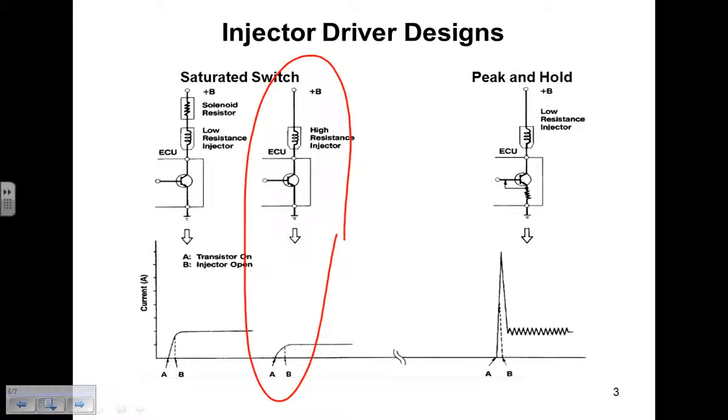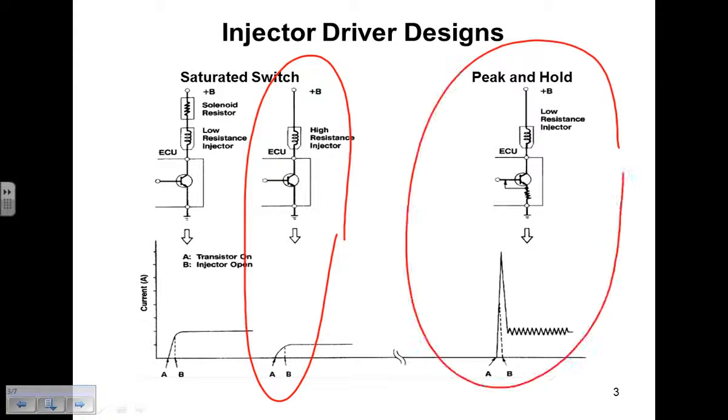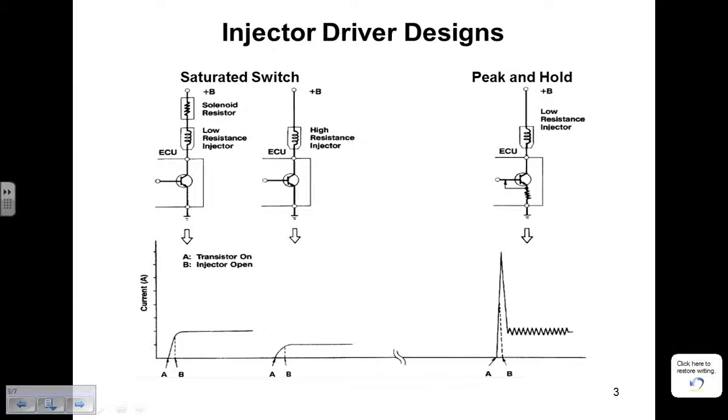What we see on this peak and hold design is this one opens the fastest. The time between A and B is the fastest. And the reason it opens so fast is it builds a magnetic field very fast because the current flow is much higher and it's a low resistance coil.